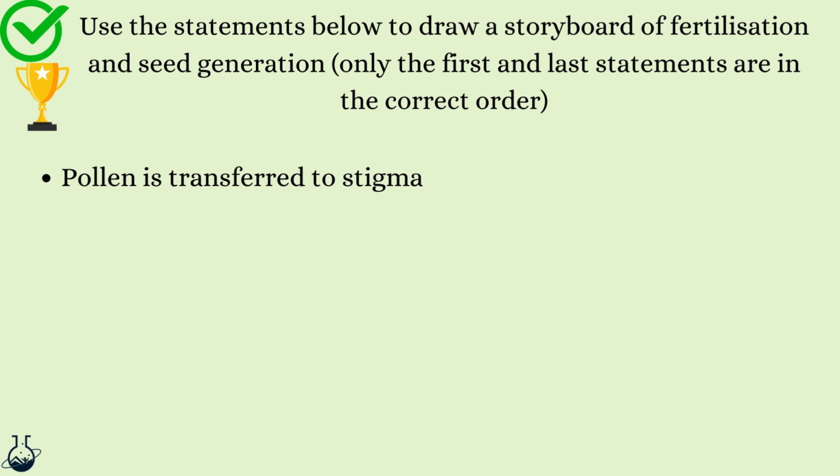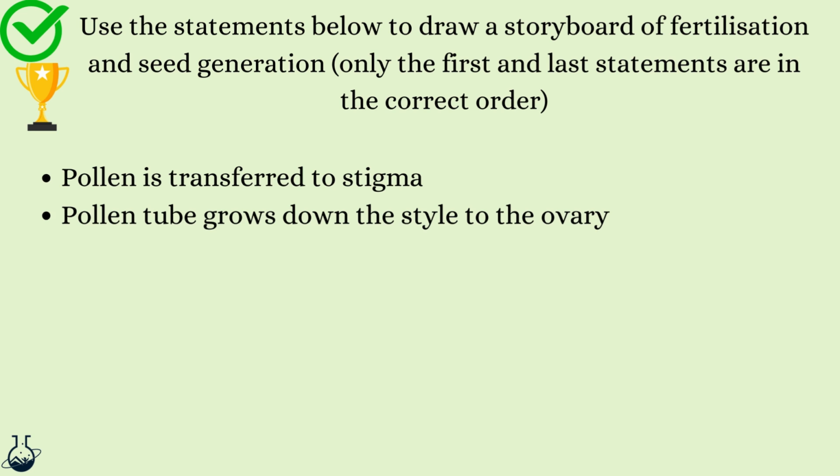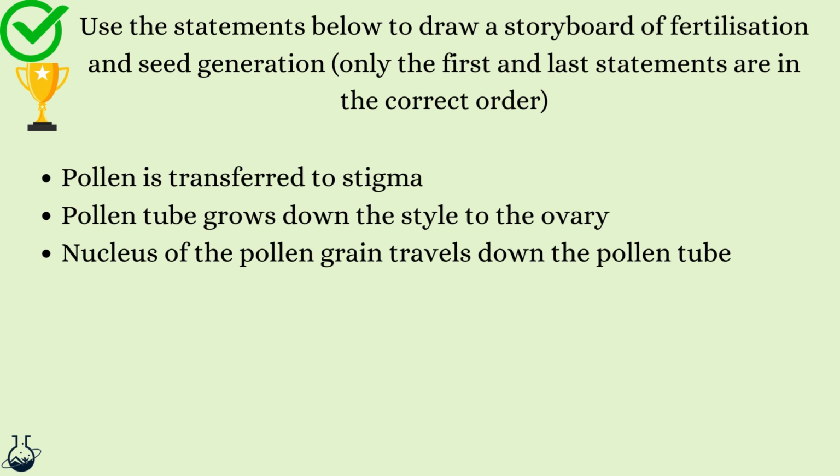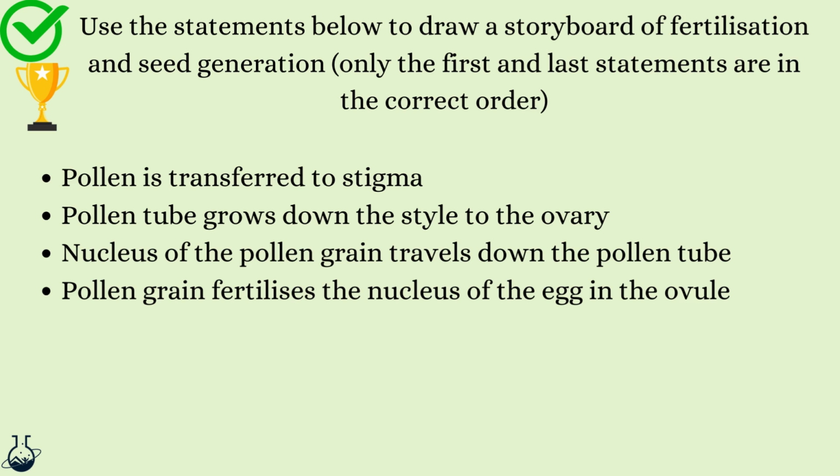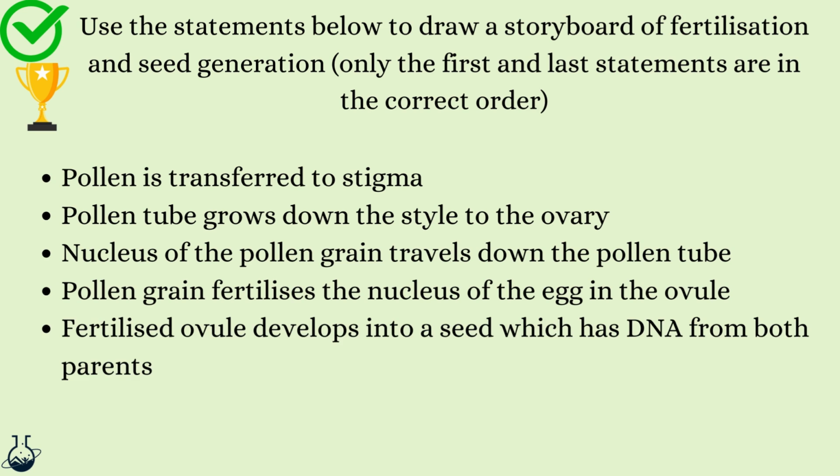So pollen is transferred to the stigma. A pollen tube then grows down the style to the ovary, and the nucleus of the pollen grain travels down the pollen tube, and the pollen grain then fertilizes the nucleus of the egg in the ovule. This fertilized ovule develops into a seed, which has DNA from both parents, and then the ovary develops into a fruit.